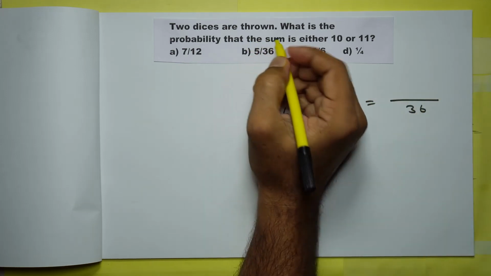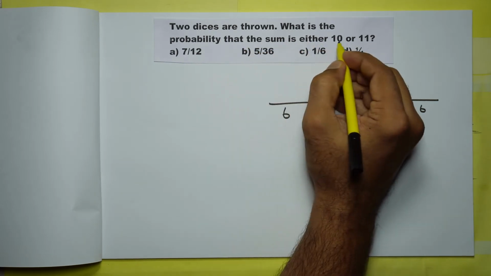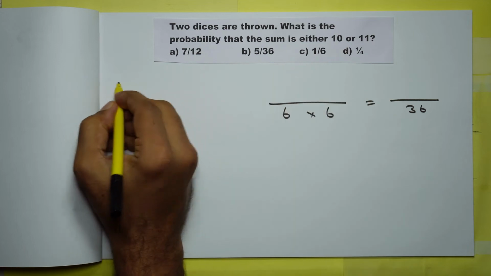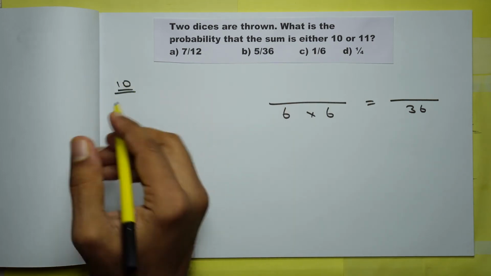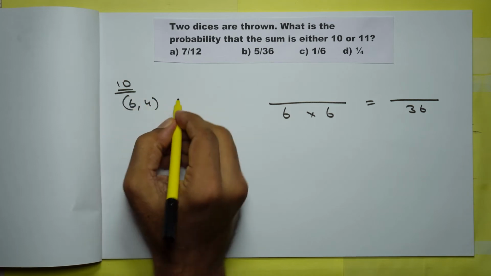Now we will look at the number of favorable cases where their total sum is either 10 or 11. So first we'll calculate for 10. Now one favorable outcome is 6 and 4, and it can be interchanged also.